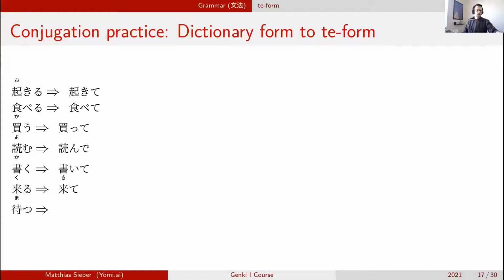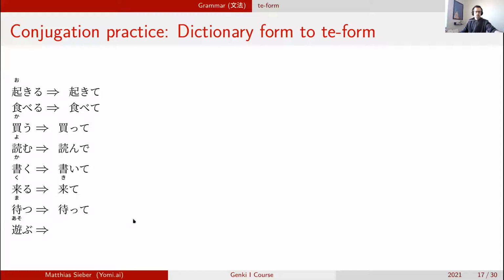Matsu, to wait. Katya-san. Mashite. Matte. It's a tsu. Yeah. So u, tsu, and ru of godan doshi become small tsu and te. Like chotto matte ne. Please wait.